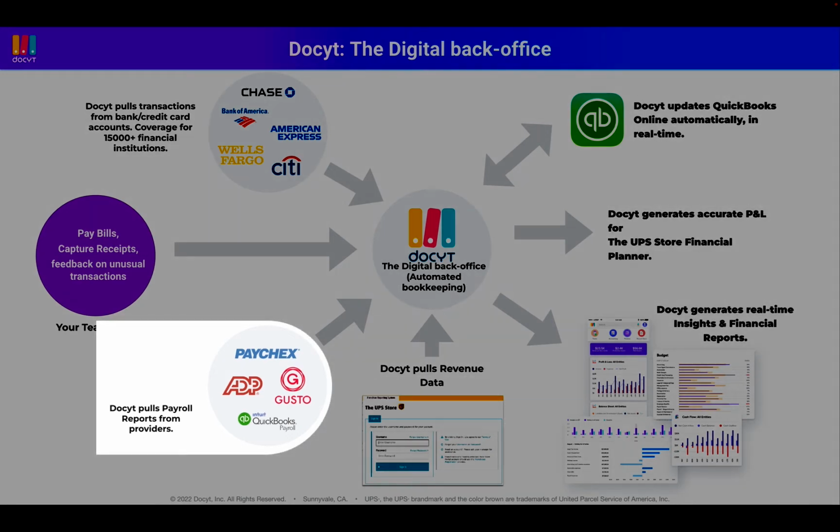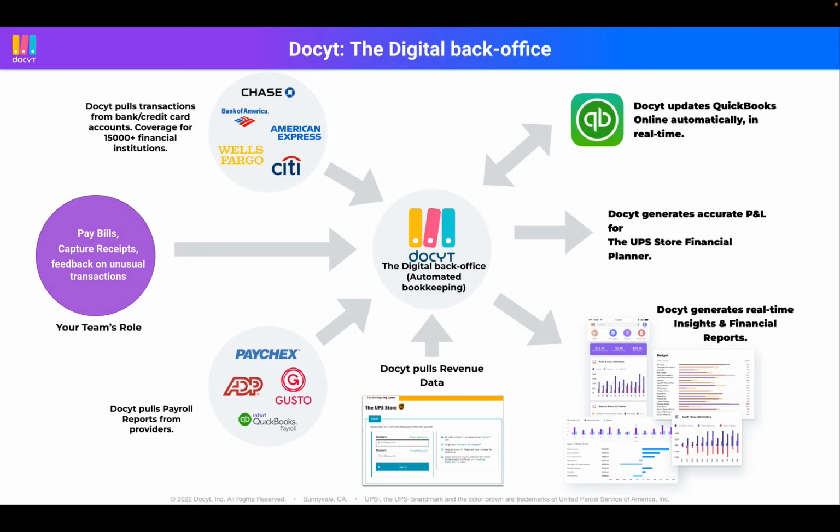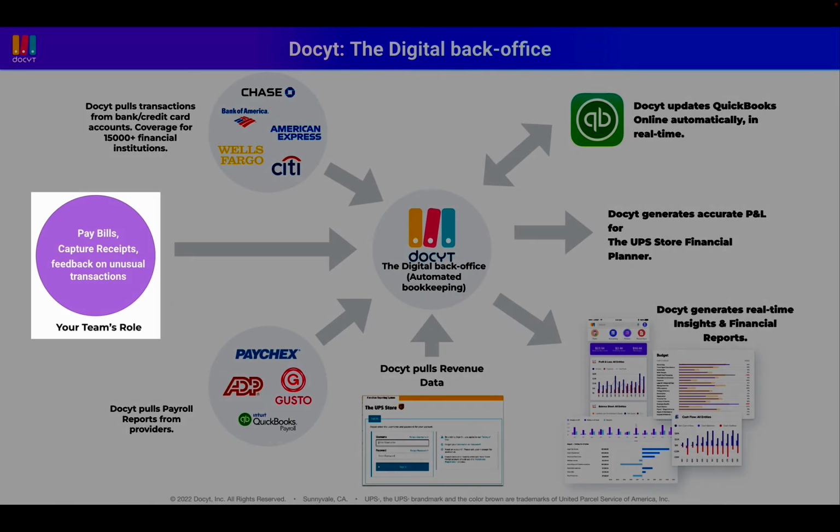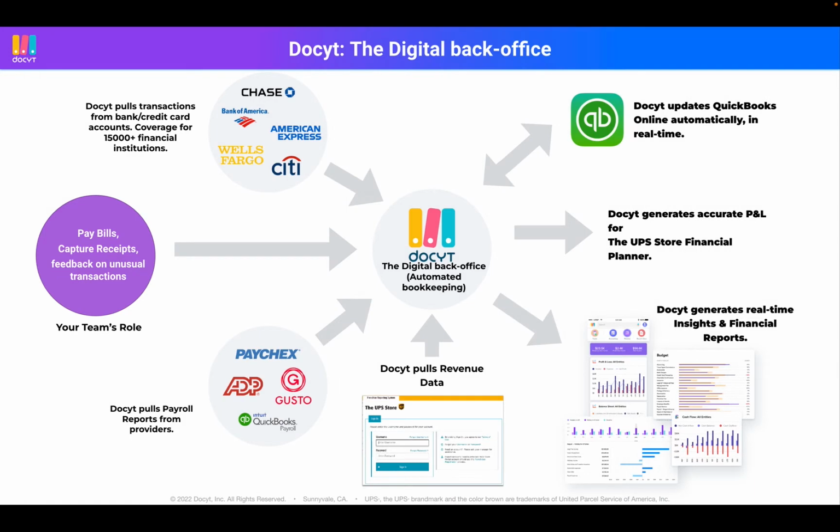On the bottom left, you're seeing that Docyt interfaces with various cloud payroll systems. This automates payroll accounting. Now on the left side in the purple circle is where your role comes into play. You submit bills and receipts into Docyt by using the mobile app or just by scanning and sending it as an attachment in an email or dragging and dropping it from your computer.